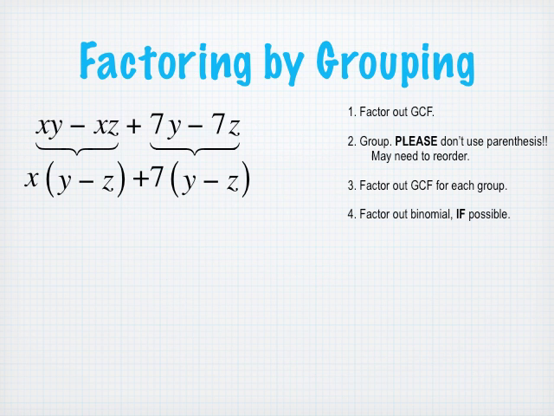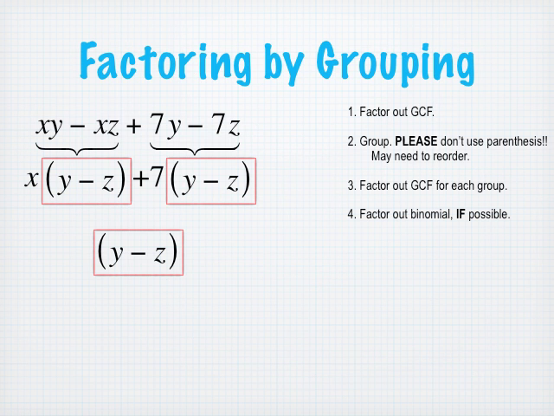Now, in grouping, you cannot keep going if the stuff in parentheses doesn't match. You can't keep going unless you have a matching binomial, unless you have a binomial to factor out. If the stuff in those parentheses doesn't match, you need to stop and figure out something different. Maybe you've made a mistake, maybe you need to factor out a negative, or maybe you need to change the order of your terms. But you cannot keep going if your parentheses don't match. But here, my parentheses do match.